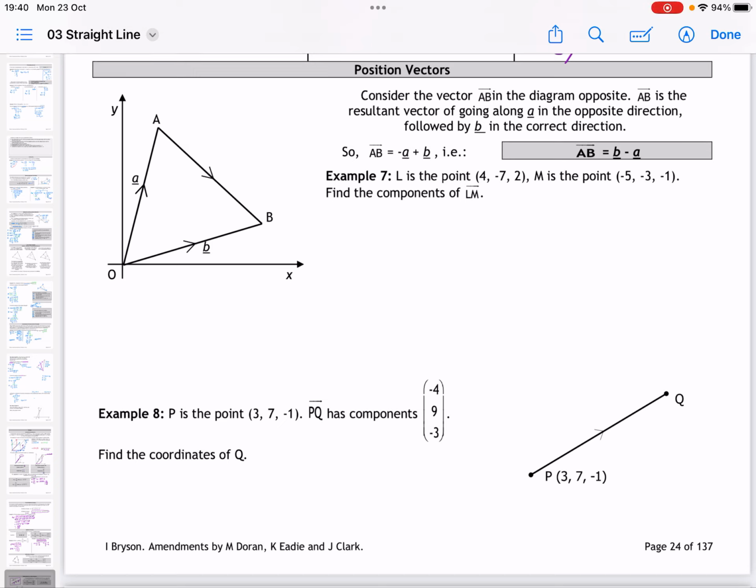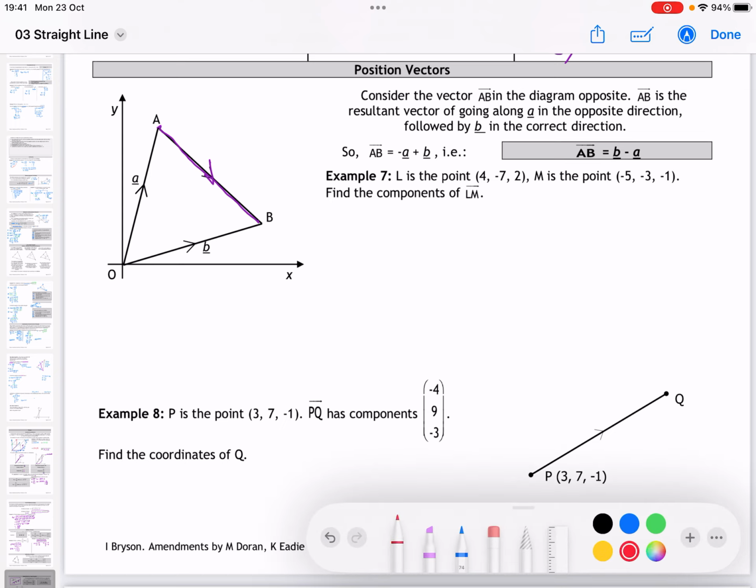Position vectors. In a diagram, we have vector AB. Vector AB goes down there. Now, I said earlier that vectors go from the origin. AB, connecting A to B, doesn't go from the origin. So we have to say, how would I get from A to B via the origin?